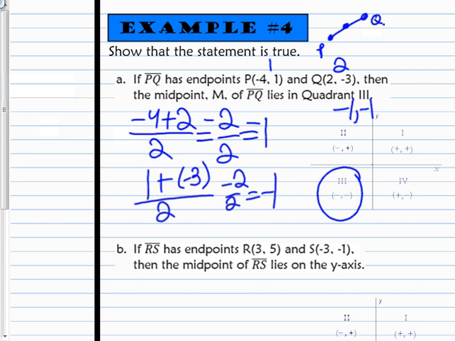So the question says, though, tell me if it's true. Does the midpoint lie in quadrant 3? So here is the midpoint, (-1, -1). Is that in quadrant 3? Looking at our example, yes it is, because both the x and the y are negative. So the answer would be yes, it lies in quadrant 3.